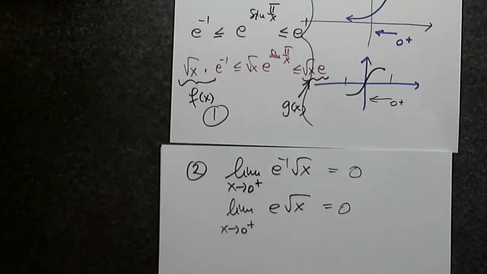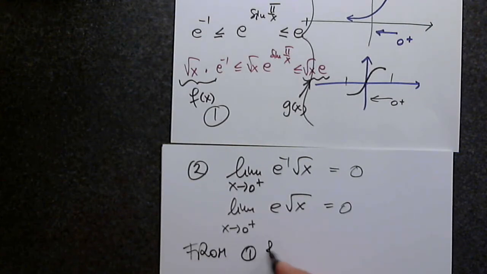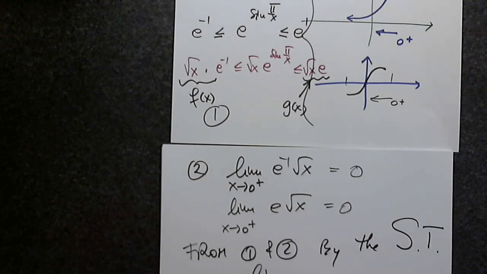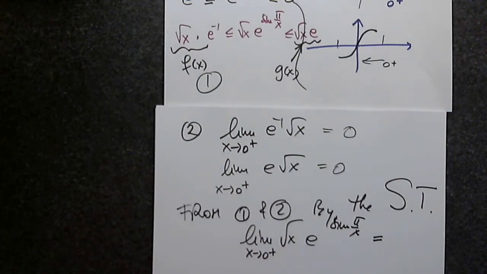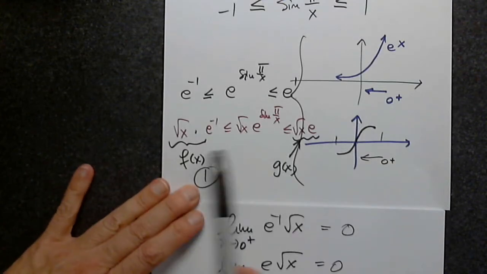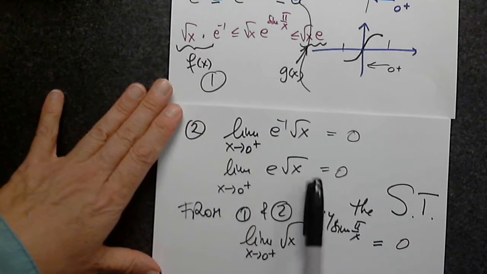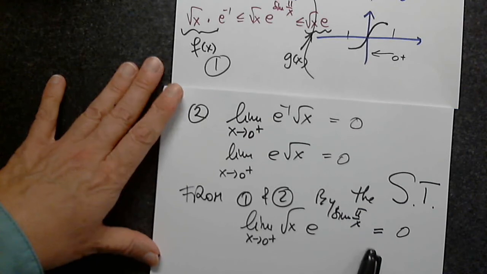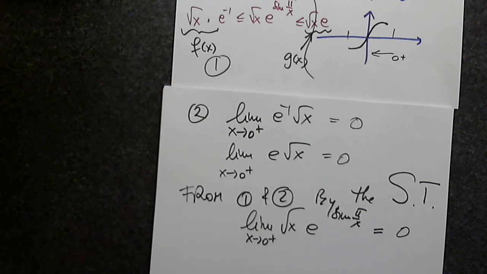From 1 and 2, by the Squeeze Theorem, the limit of the square root of x times e to sine pi over x as x approaches 0 from the right must be guaranteed what? 0. Of course. So we show that it's squeezed between two functions. We show that the limits of those two functions exist and they are the same. Therefore, by the Squeeze theorem, the limit must be 0. And there is no other way of determining this limit unless you just plug in numbers in the graphing calculator.